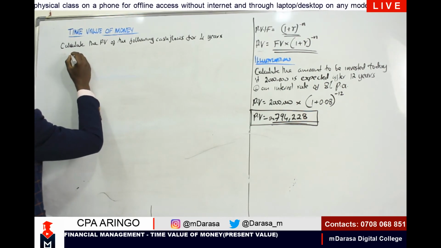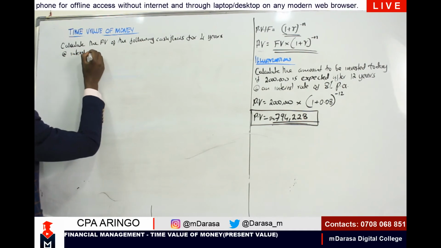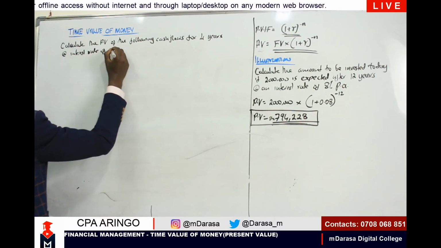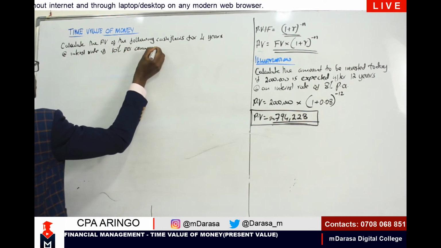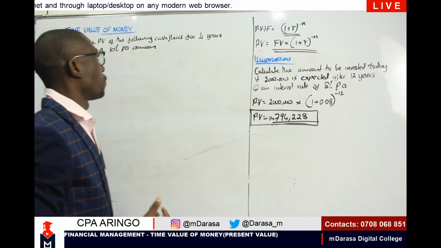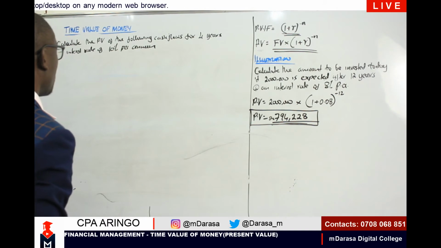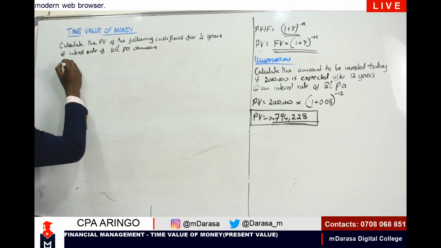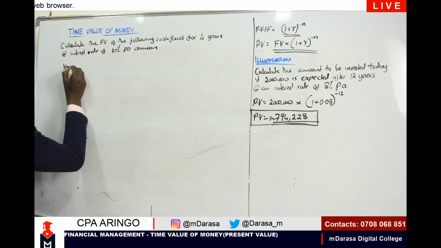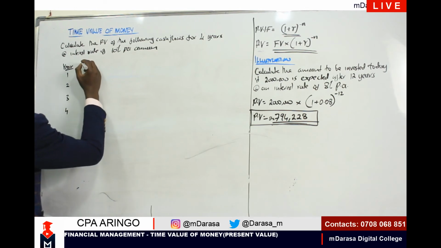So in this case, for 4 years, at an interest rate of 10% per annum. Calculate the present value of the following cash flows for 4 years at an interest rate of 10% per annum. So in this case, you're given year 1, 2, 3, 4. Cash flows, these are irregular.